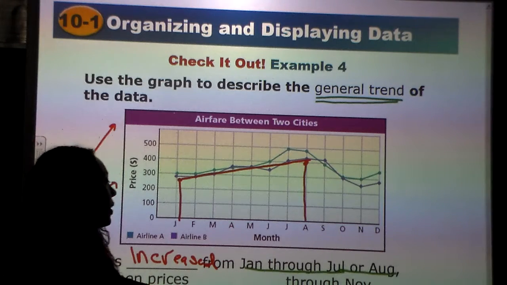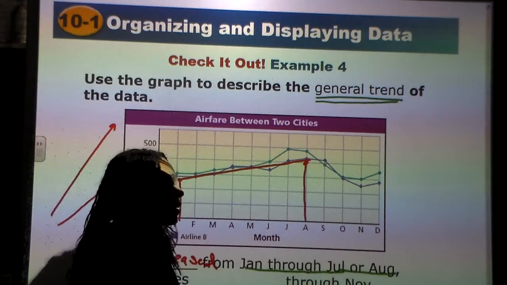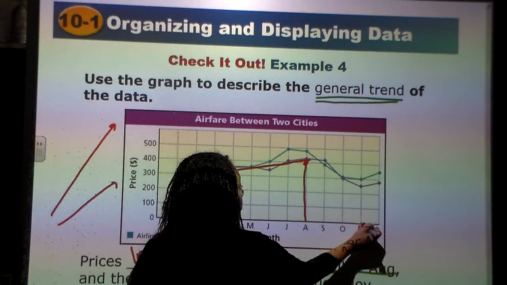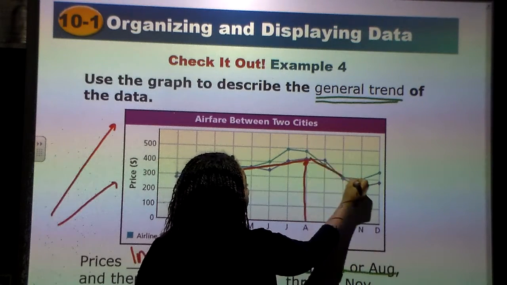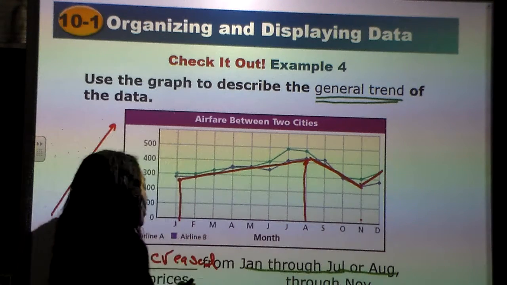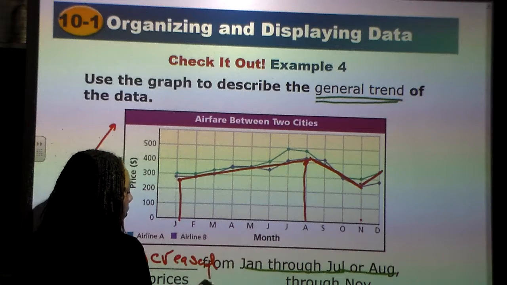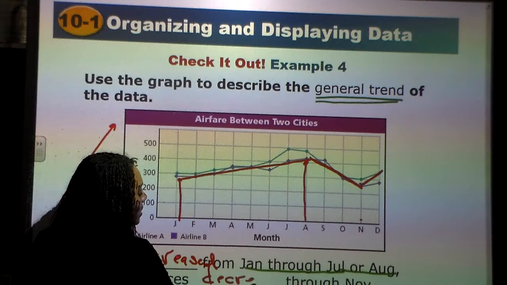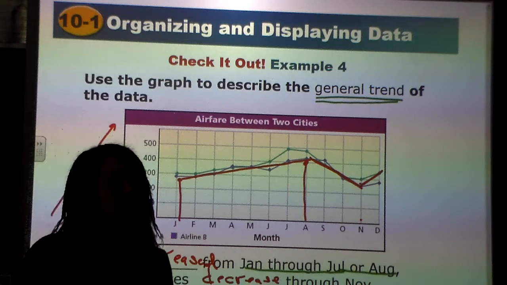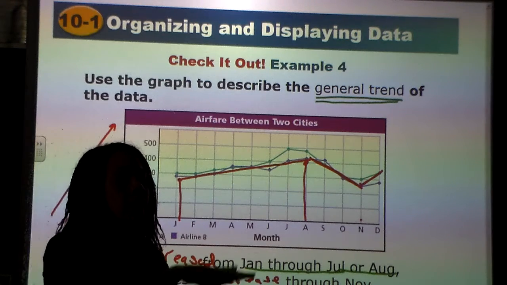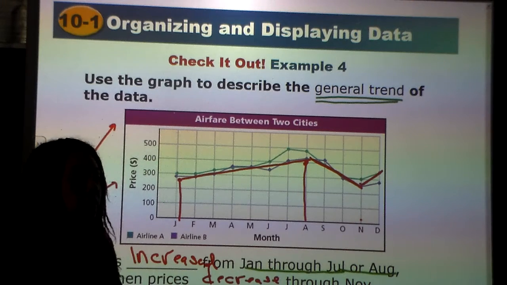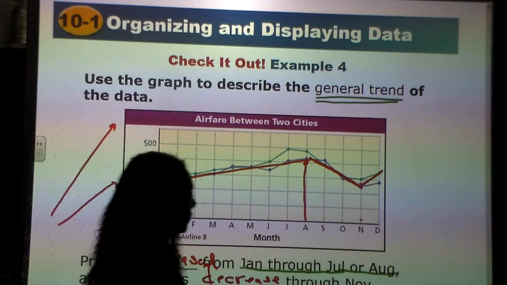Then prices blank through November. So they decreased, because from here to November, the general trend is going down. When we get to December, it's going to go up again, but they're only asking through November. When they ask you to find a general trend, is it going up? Is it going down? Is it pretty much staying the same across? That's a trend: just where it's going and where it's headed.